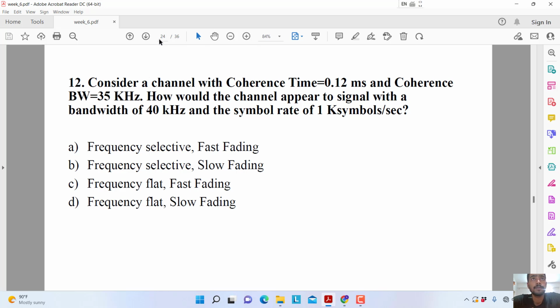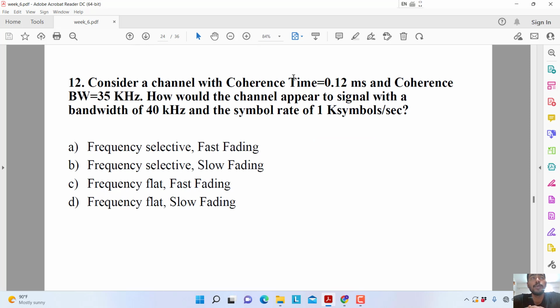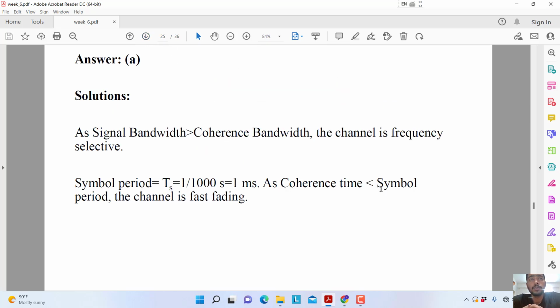Next, the symbol period Ts is equal to 1 upon 1000 seconds, so it comes to 1 millisecond. The symbol period is 1 millisecond and the coherence time is 0.12 millisecond. So the symbol time is greater than the coherence time, and the channel is following fast fading.